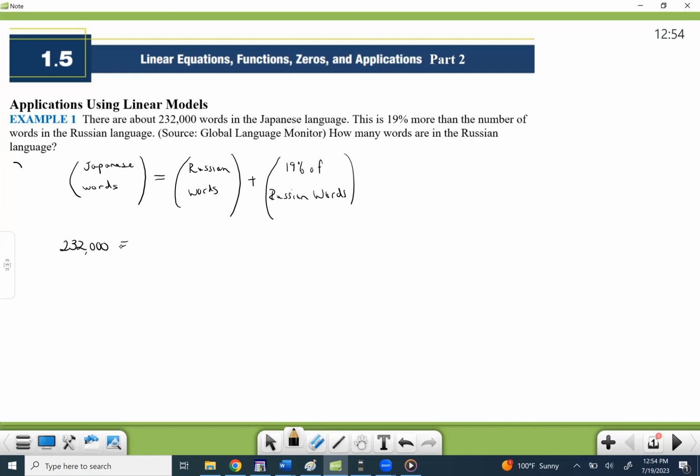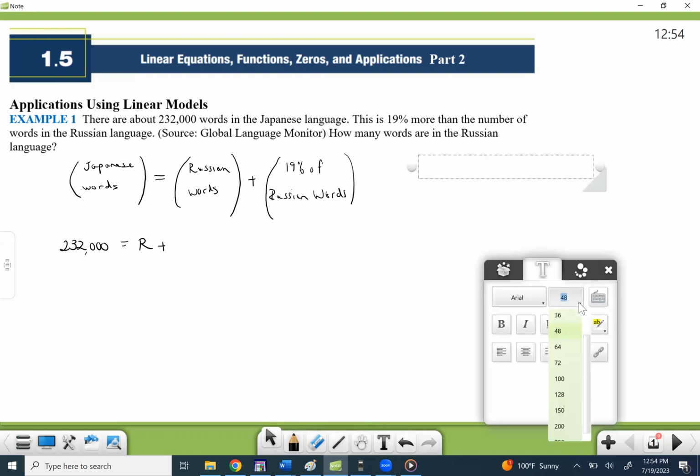Now we don't know how many Russian words there are, so I'm just going to put a big R for Russian words. I try not to use X, you guys. I try to use the more descriptive variable. I mean, you can use X, that's fine. But when I get done and I find R, I don't have to go back and think, well, what did I find? It's pretty clear: the Russian words. Okay. Now we're going to add to that 19% of the Russian words. So let's make sure that we know how to take these words from English to math. This is something that's very common, 19% of.